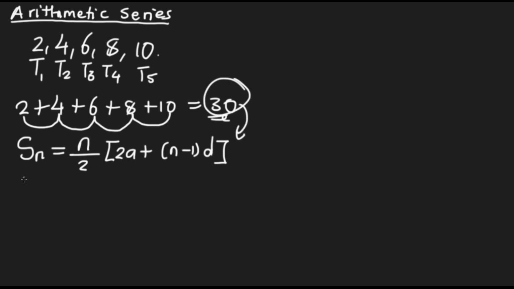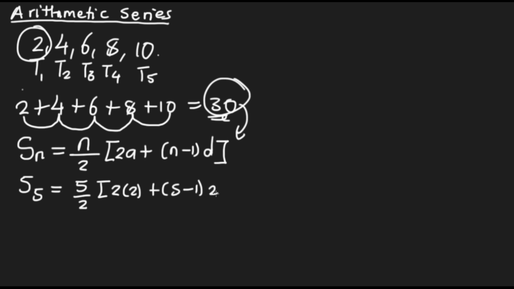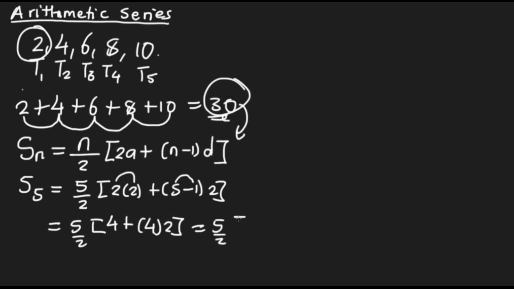So n is 5. So say sum of 5 terms is equal to 5 over 2, 2 times what's our a? a is our first term, which is 2, plus 5 minus 1, common difference is 2. So 5 over 2, 2 times 2 is 4, plus 5 minus 1 is 4, multiplied by 2. So 4 plus 4 times 2 is 8.